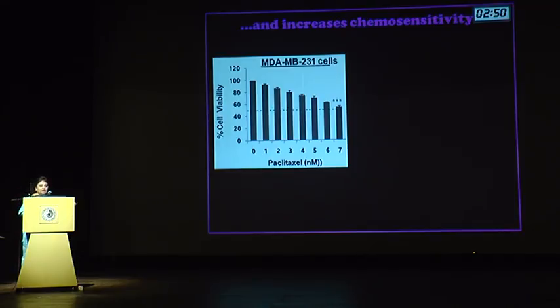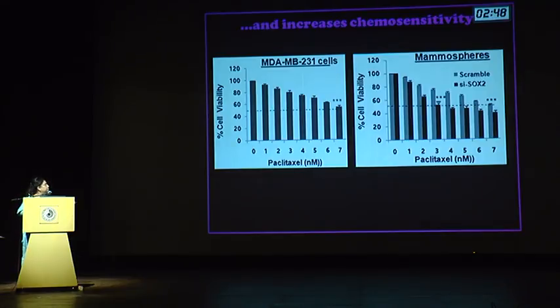But when we knocked down SOX2, where paclitaxel was only effective at 7 nanomolar, the cells were more receptive to paclitaxel and it was more effective at 3 nanomolar. So cells which were losing their SOX2 were becoming more chemosensitive.